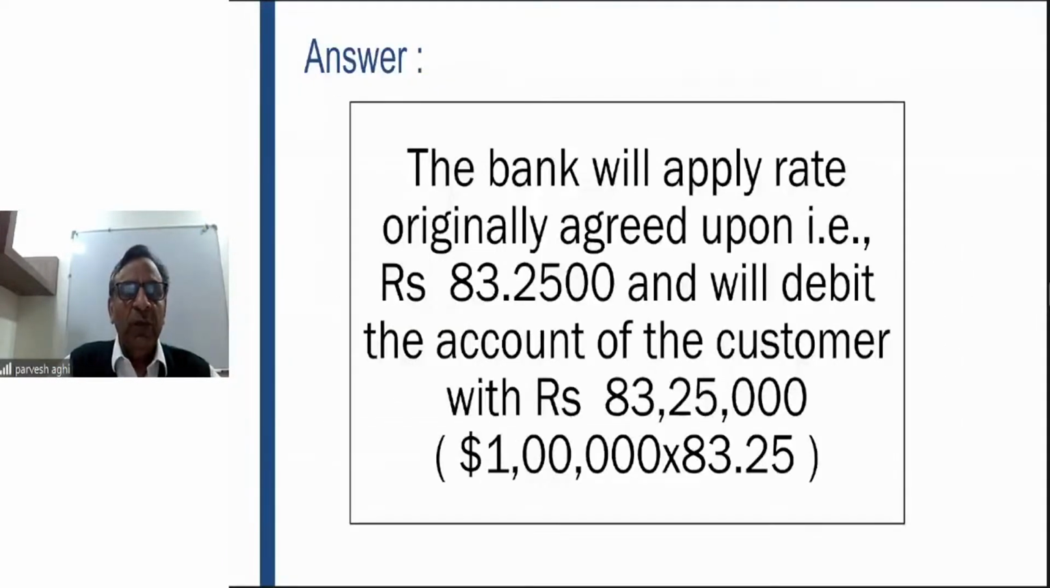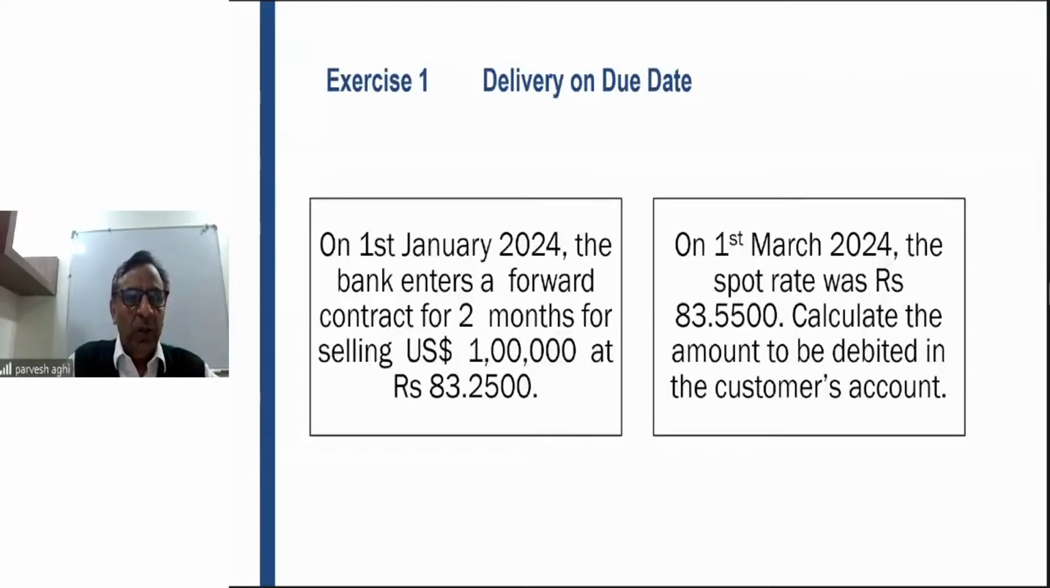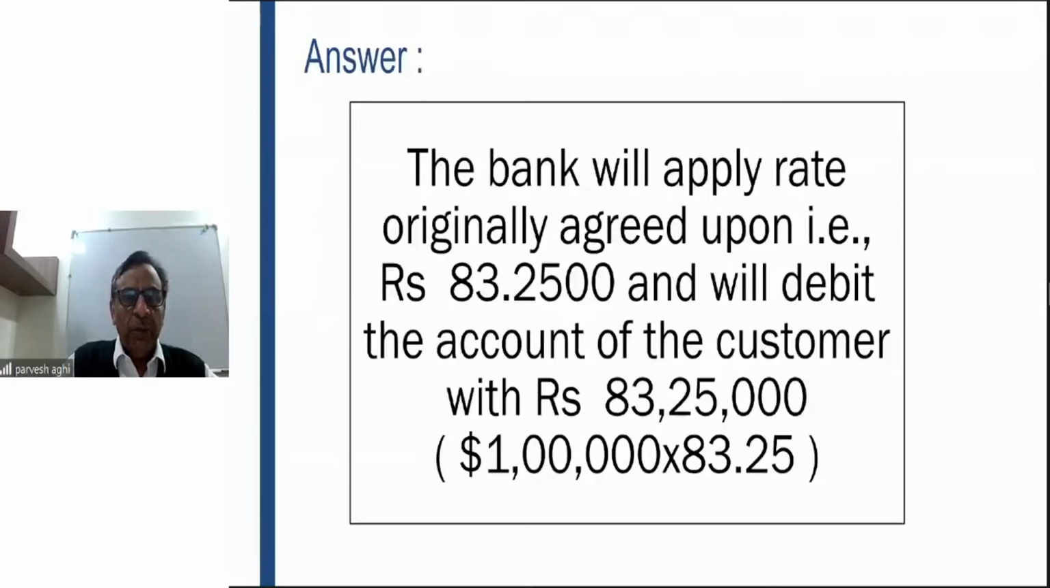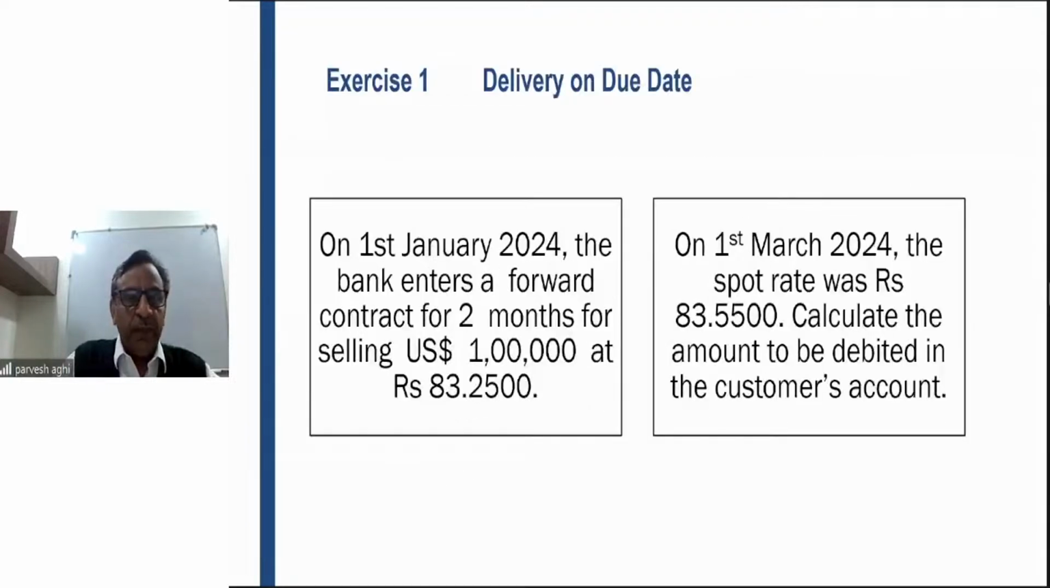So now, since you have taken a forward cover, and a bank enters into a forward contract for selling US dollars, that means you are an importer. So the bank is selling US dollars to you. Okay, not an exporter. Here the bank is selling US dollars to you. So you are importing goods from abroad, and you have gone to the bank and you need $1 lakh. Okay, so they are selling you the US dollars.